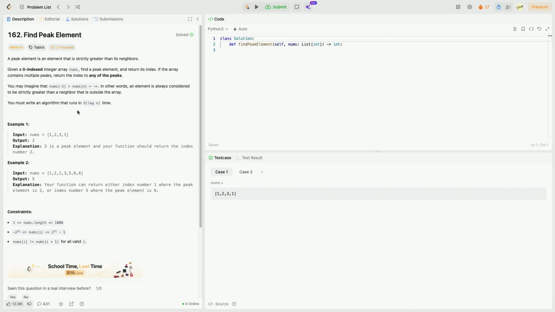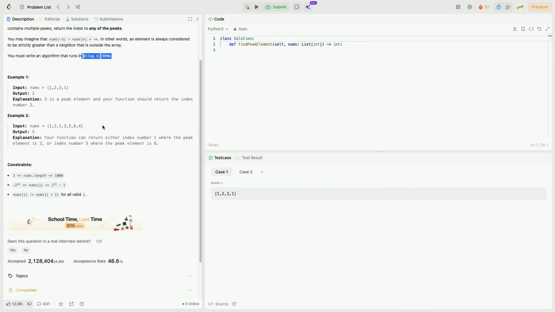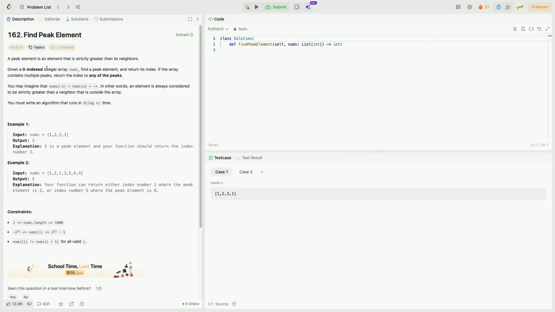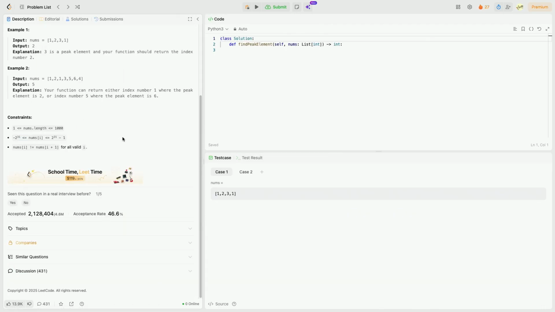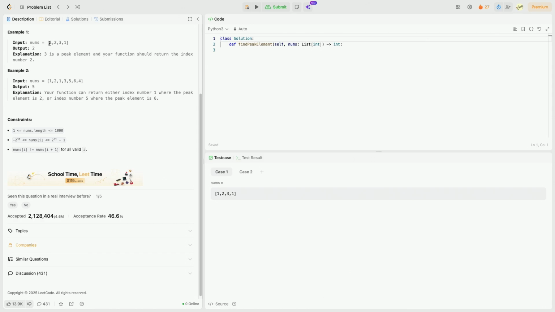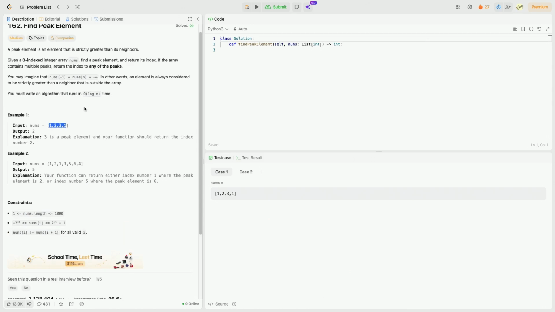You must write an algorithm that runs in O(log n) time. So we see that the values are integers. They have a range, but we probably don't care so much about what that range is. And we know that two consecutive array elements always have different values. So that's good. We don't run into plateaus where we have 2, 2, 2, 2, 2, or something like that.